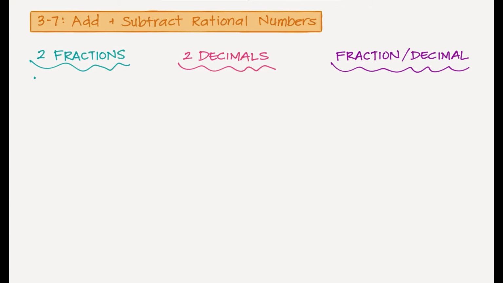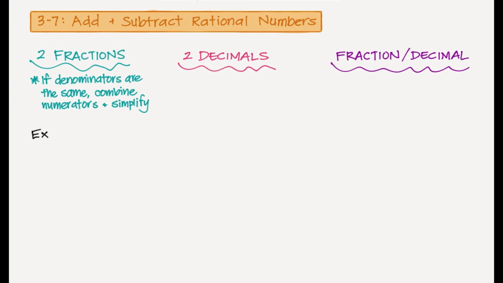Hello class, this is lesson 3-7 about adding and subtracting rational numbers. So let's begin with two fractions. If the denominators are the same, then all you have to do is combine the numerators. You're going to keep the denominators, and then you simplify your final fraction. Let me give you an example.